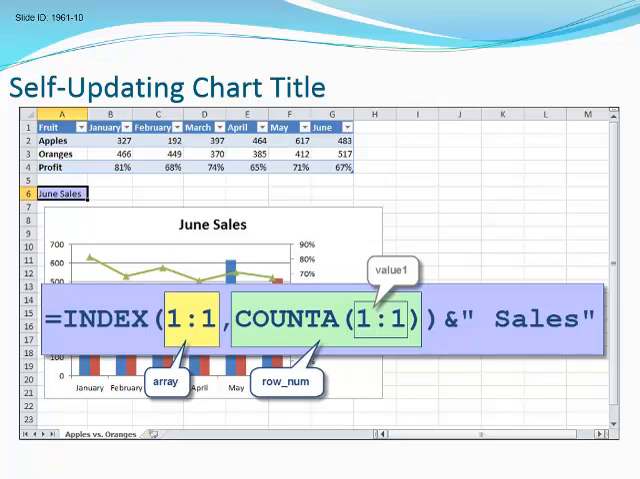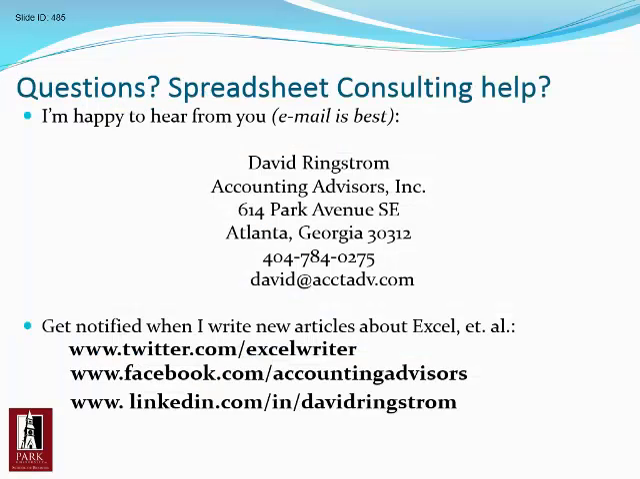So with a combination of my COUNTA inside the INDEX function, I tack on the ampersand, and then whatever text I want to include, I enclose in double quotes. Since my chart title is linked to, in this case, cell A6, as I add more data, next when I go and add data in column H, that will become July sales, which will then show up on the chart, and the chart is completely automated.